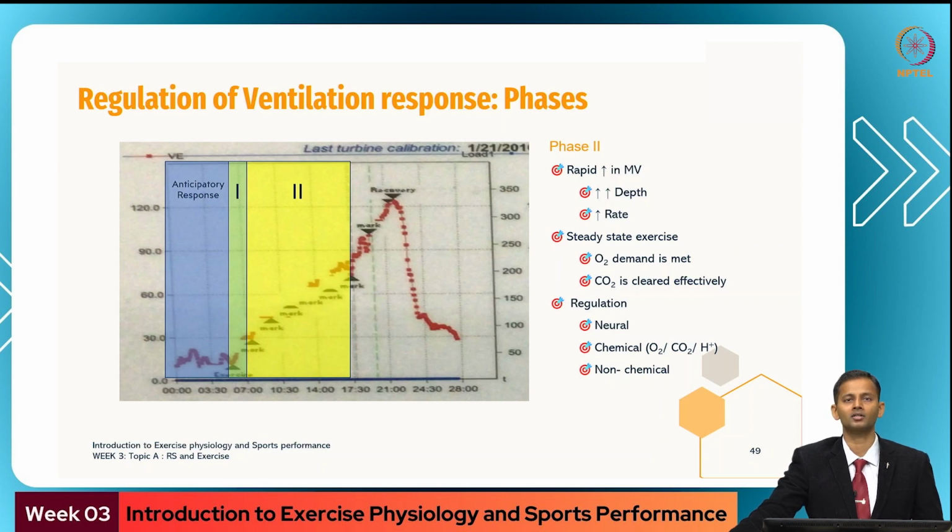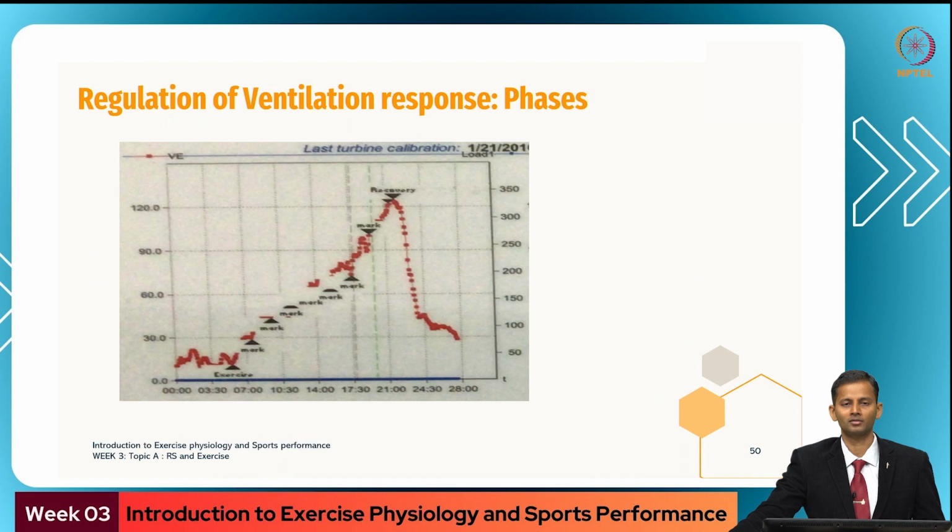The regulation of breathing during this phase is integrated by all three domains, that is your neural control as well as the partial pressure of oxygen, carbon dioxide and the H plus ions, which are byproducts of this activity, and also by the feedback which the body derives from the exercising muscle, the mechanoreceptors in the lungs as well as in the thoracic wall.